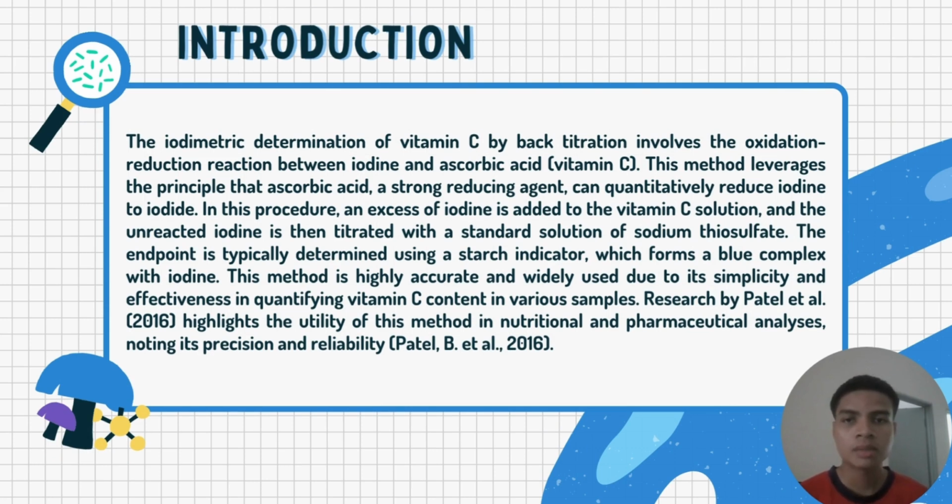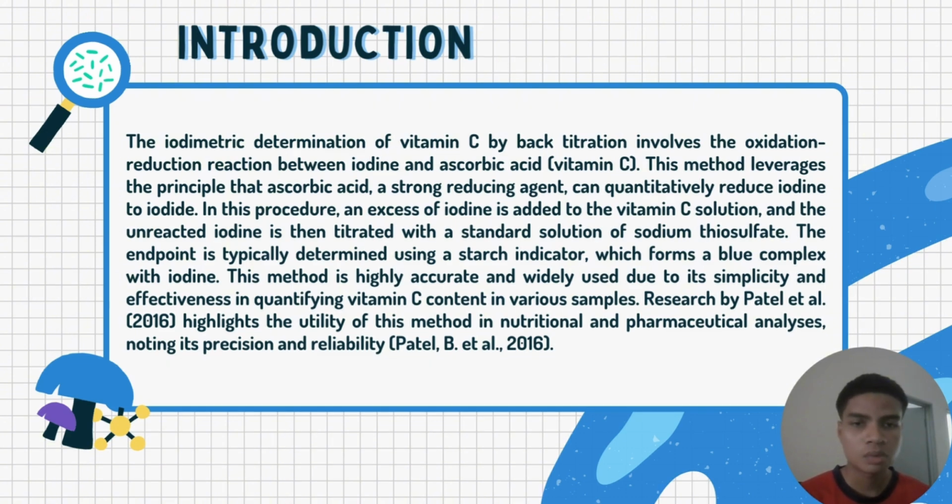Before we jump into our main discussion, let me introduce the background of our experiment. The iodometric determination of vitamin C by back titration involves the oxidation-reduction reaction between iodine and ascorbic acid, which contains a lot of vitamin C. This method leverages the principle that ascorbic acid, a strong reducing agent, can quantitatively reduce iodine to iodide. In this procedure, an excess of iodine is added to the vitamin C solution, and the unreacted iodine is then titrated with a standard solution of sodium thiosulfate. The endpoint is typically determined using a starch indicator, which forms a blue complex with iodine.